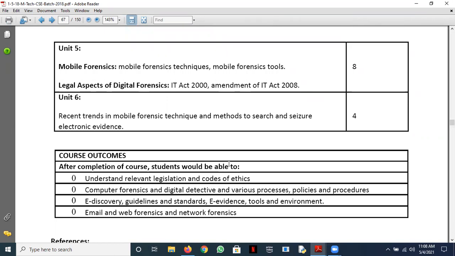Then a few acts are there: IT Act 2000, then the amendment of IT Act 2000. And in the last unit, we have the recent trends in mobile forensic techniques and methods to search and seizure of electronic evidence. So already you've seen a lot of this in movies, but now we will study it as a subject.